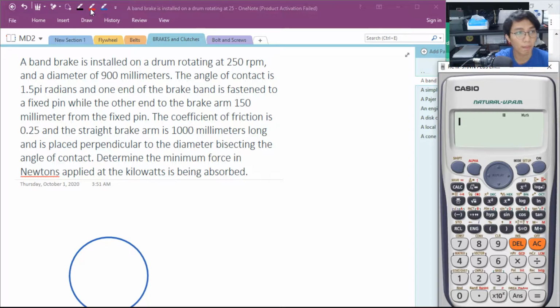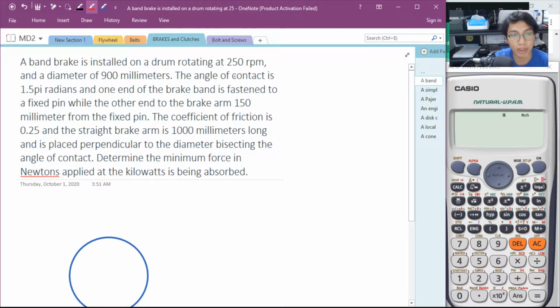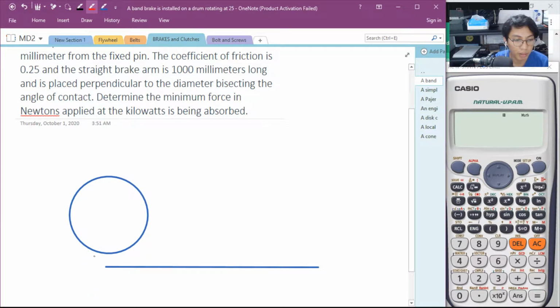Problem number 1. A band brake is installed on a drum rotating at 250 RPM and a diameter of 900 millimeters. The angle of contact is 1.5 pi radians. So, angle of contact mo dyan, theta kagad, meron kang 1.5 pi radians and one end of the brake band is fastened to a fixed pin. So, fixed pin daw. Meron ka ditong fixed pin. Yan, yung fixed pin mo. Ibig sabihin dyan yung ating fulcrum.